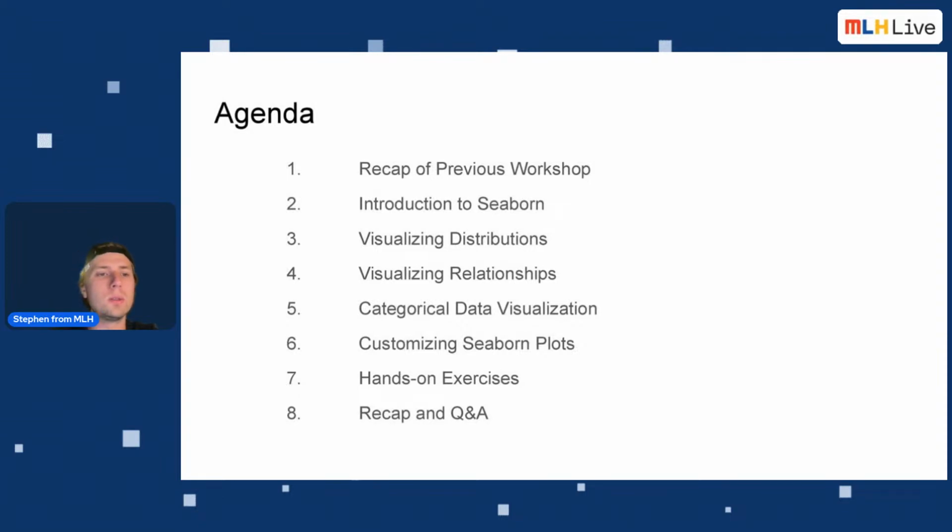And we're going to take the chance to visualize distributions. So we're going to learn a little bit about that. And then we're going to move on and talk about some relationships, how you could visualize relationships between variables. And then we will talk about categorical data visualization, which we did a little bit of in the Matplotlib stream last time. But we're going to expand upon that by covering a little bit of Seaborn.